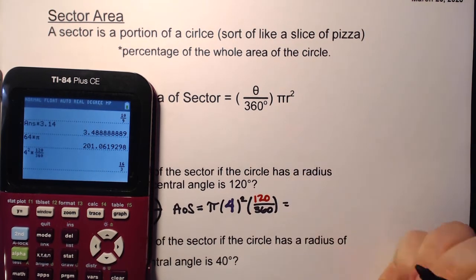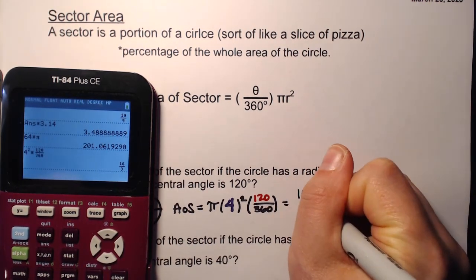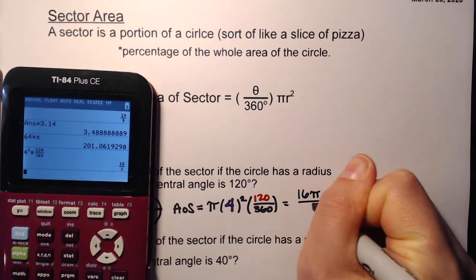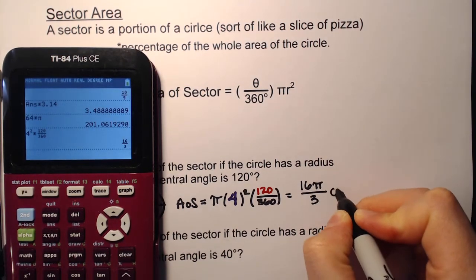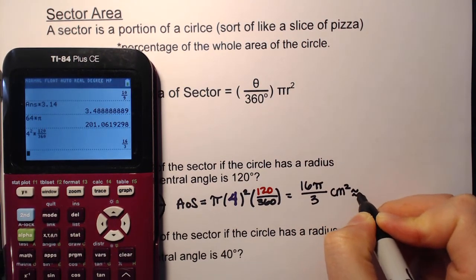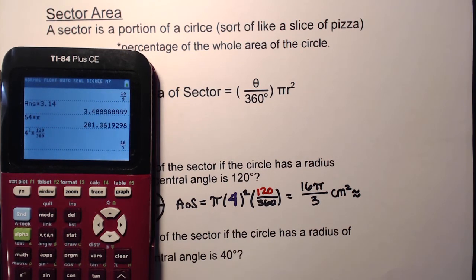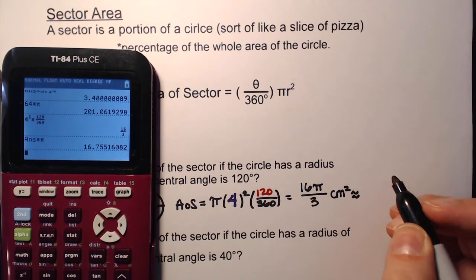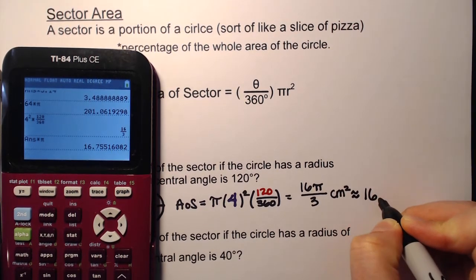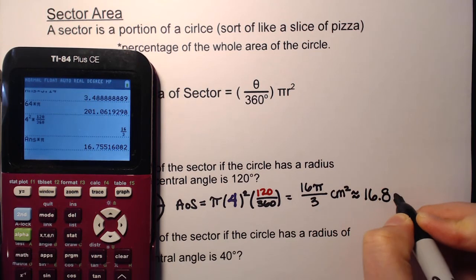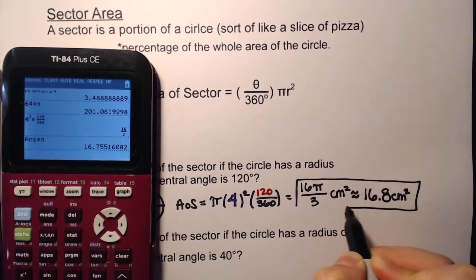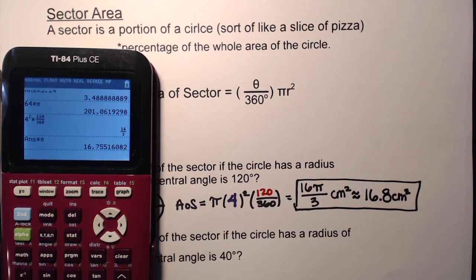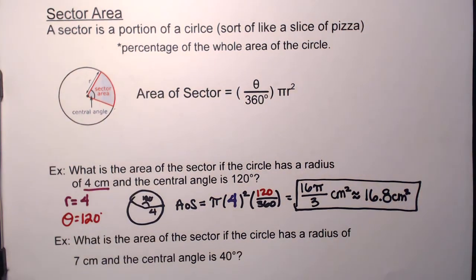So I get an answer of 16 pi thirds, and the units were centimeters. And then when I multiply that pi in, I get 16.8. Okay, let's do another one.